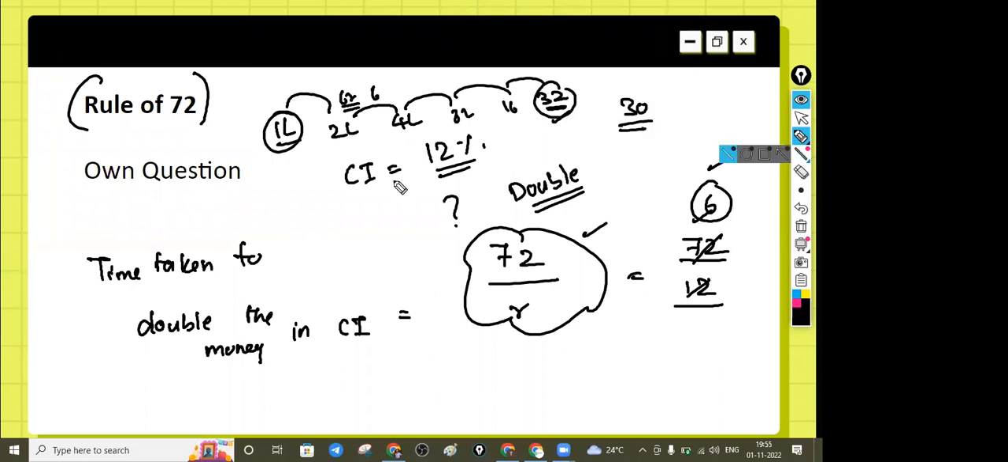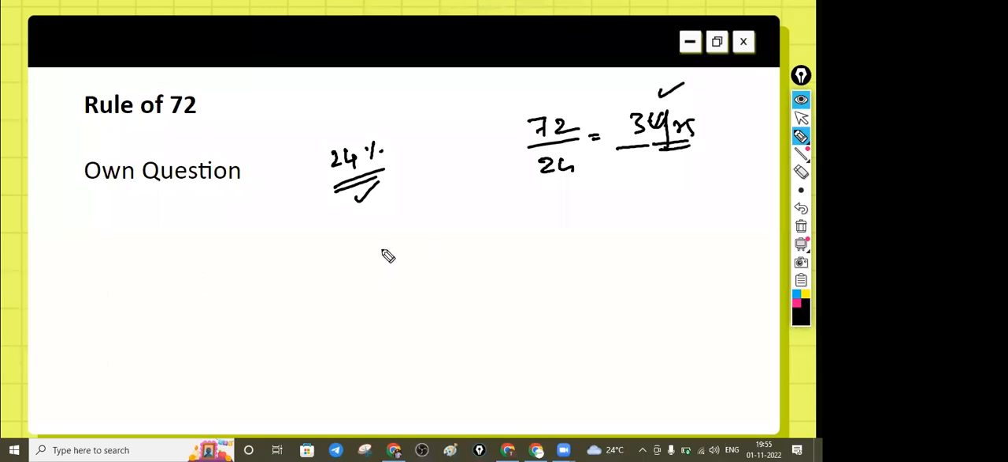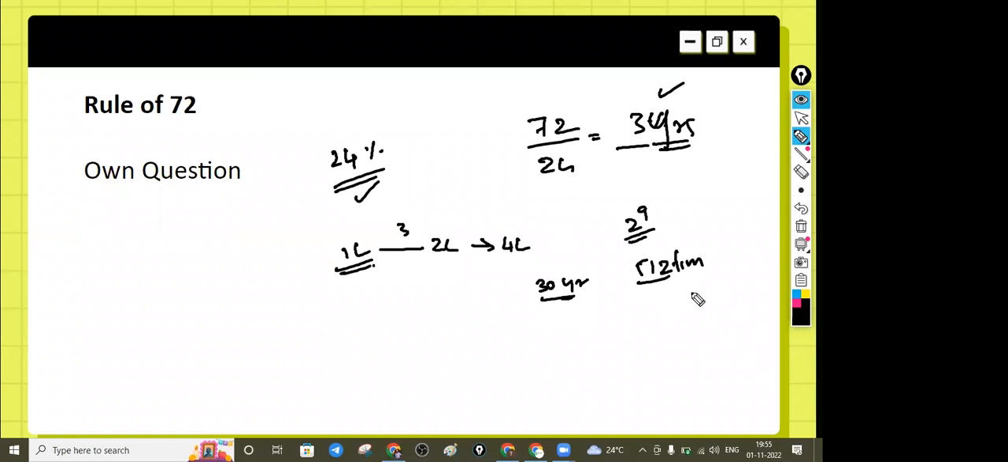If the rate of interest is more, like let's say you are getting a rate of interest of 24%, then 72 divided by 24, you'll get how much? 3. In 3 years, your money will become double. If you invest 1 lakh, in 3 years your money will become 2 lakhs. In another 3 years, your money will become 4 lakhs. So in 30 years, your money will become 2 power 9 times, like 512 times, meaning 5 crore to 10 crore, basically. 2 power 9 or 2 power 10.